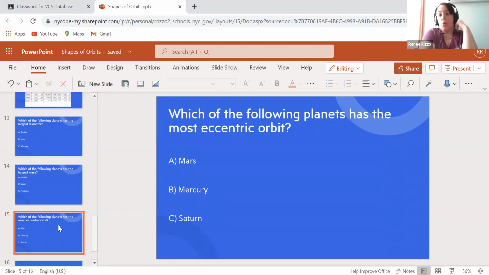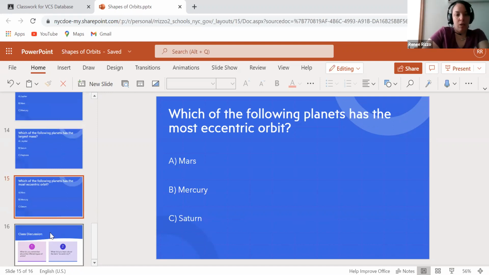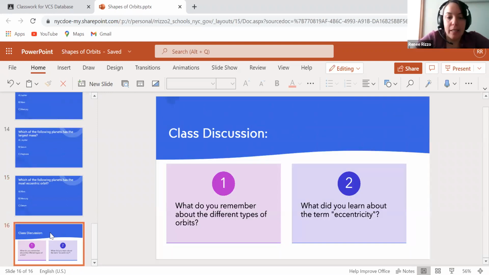Now, obviously, to do this lesson with your class, knowledge of place value and the values of numbers, also comparing numbers from largest to smallest, is necessary prerequisite knowledge for your students to have, or at least be able to engage with, in order to be able to interact with this lesson. So finally, as a class discussion, you can discuss with students, what do you remember about the different types of orbits, and what did you learn about the term eccentricity?